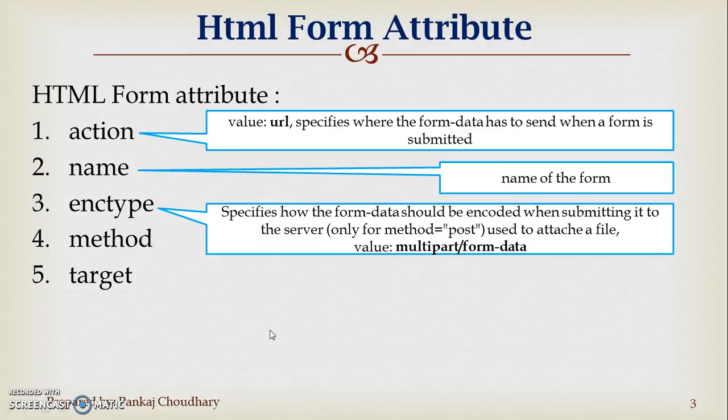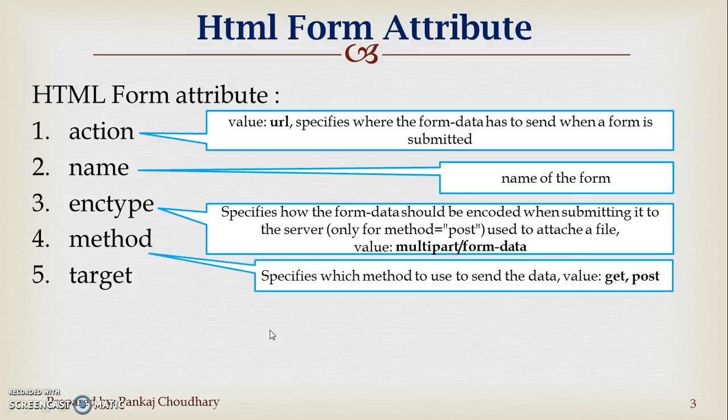The next attribute is the method attribute, which specifies which method to use to send the data. There are two methods, the get method and the post method. When the method is set to get, the URL contains the data of the form when it is submitted to the server. When the method is set to post, then the data is not visible in the URL. It will be encrypted by the form and it is hidden.